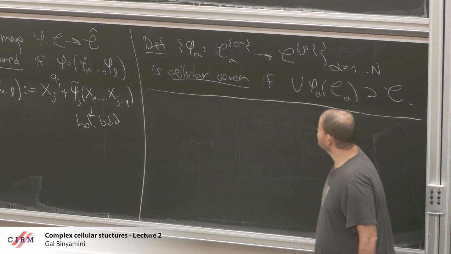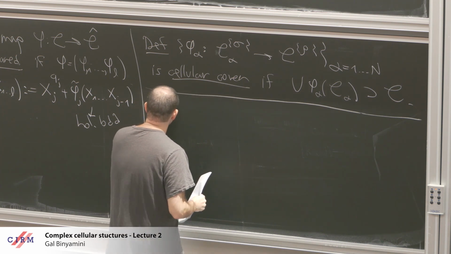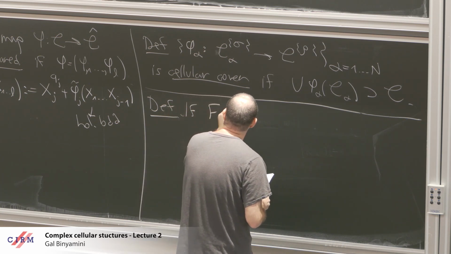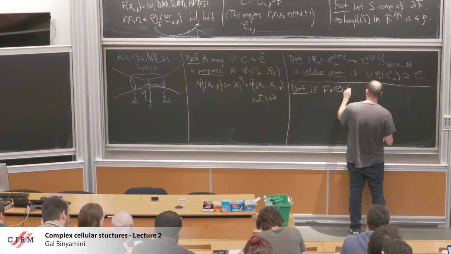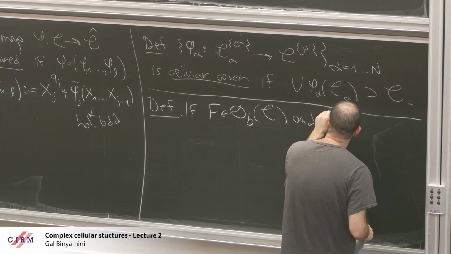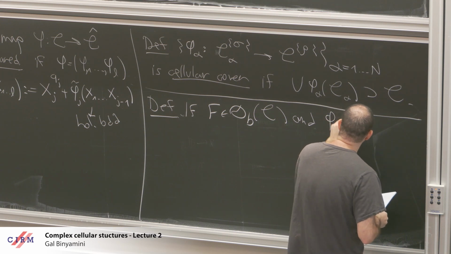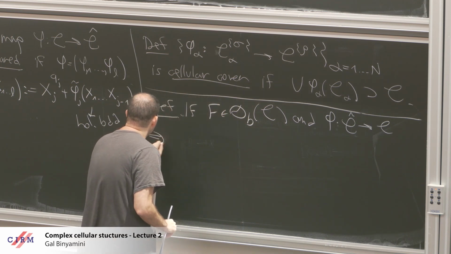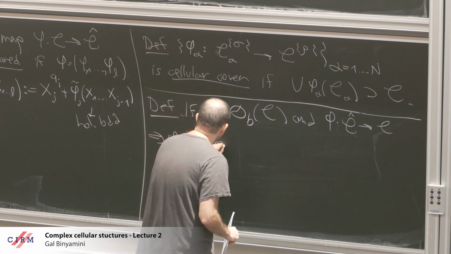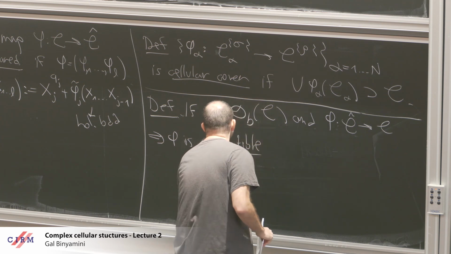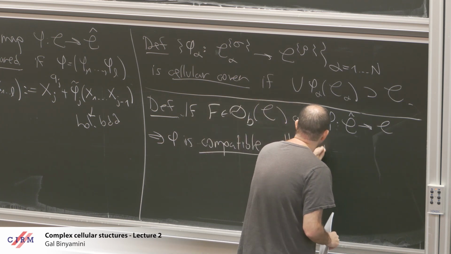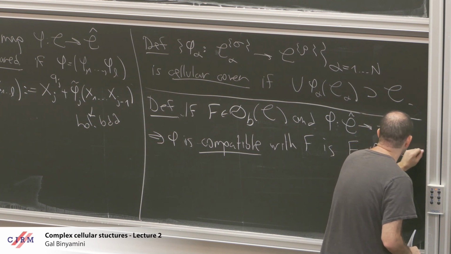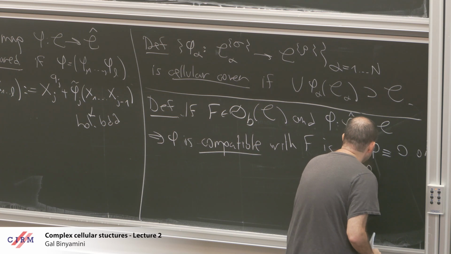Okay, and one final definition. So if I have a function, say a bounded holomorphic function F, and I have a map phi from some other cell into C, I'll say that phi is compatible with F if F composed with phi is identically 0, or F composed with phi is non-vanishing.